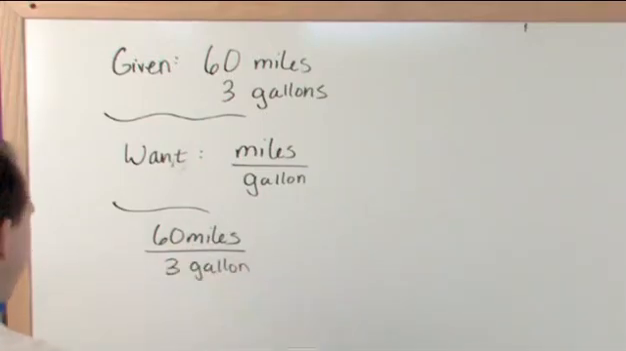60 miles per 3 gallons. So this actually makes sense. You see, that's why I'm saying you have to read the problem and make sense of it. 60 miles per 3 gallons. That actually does make sense with what the problem told you, okay? So what do you do with the math?